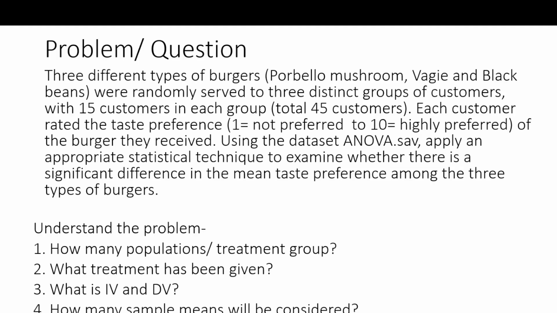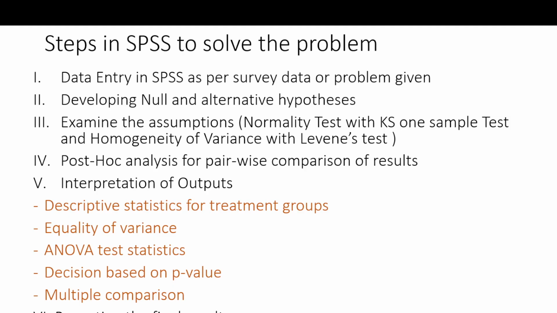And which test is applicable? Because we are measuring taste preference for three distinct groups of customers, we are applying one-way ANOVA in this experiment. Now, what are the steps in SPSS to solve the problem?